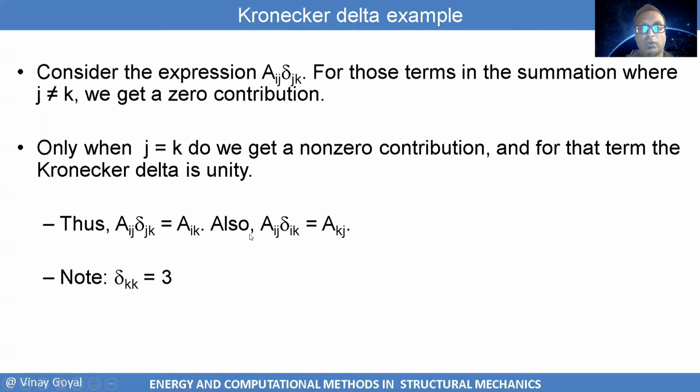You could also have this situation. You could have a_ij del_ik. This is a different example altogether, not here. Cancel i, bring k over, and you get a_kj. Note that del_kk is 3. Why? Because k is repeated in this case, and so that will be equal to del_11 plus del_22 plus del_33. And that will be equal to 3.